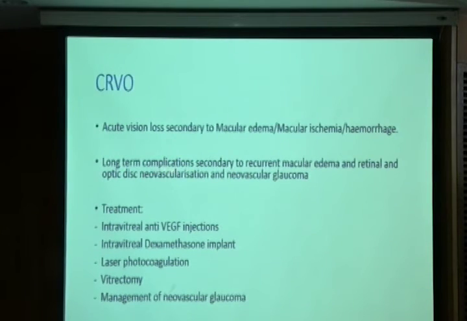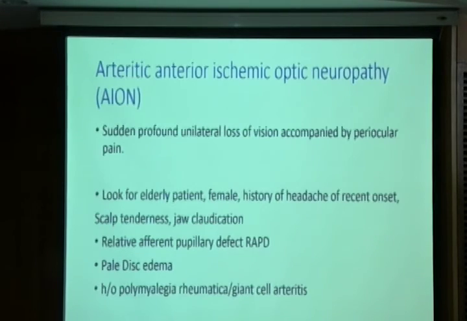If these kind of patients are missed, they can land up after a few months with optic disc neovascularization and neovascular glaucoma. And with the treatment available with the intravitreal anti-VEGFs, dexamethasone implant, laser, vitrectomy, we can salvage these eyes and give them useful vision and prevent the complications.